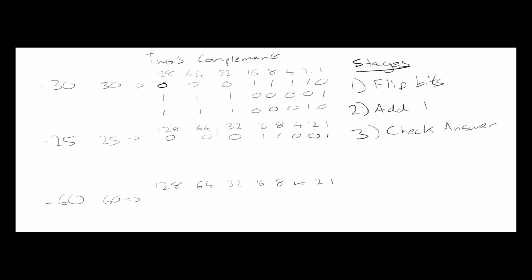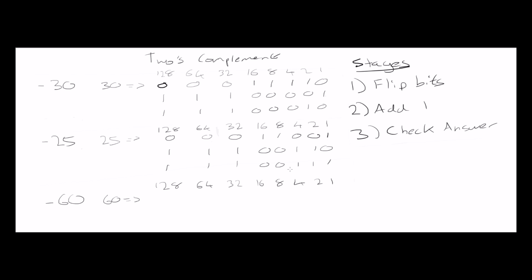Our stages over here, I flip the bits. So 1, 1, 1, 0, 0, 1, 1, 0. And then I can add 1 straight onto this because there's a 0 in the 1 column. So 1, 1, 1, 0, 0, 1, 1, 1. Then that's our 2's complement representation of 25.